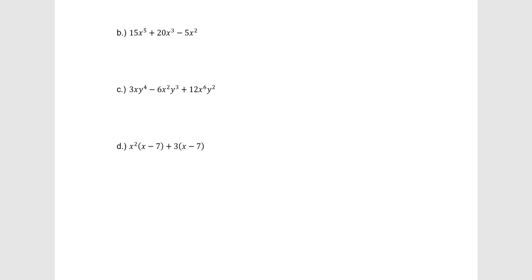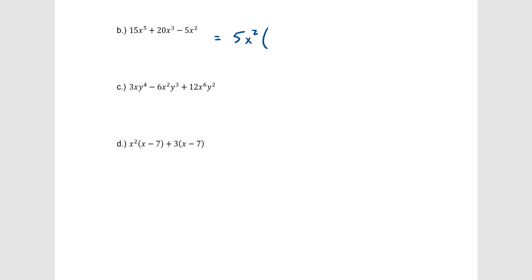Next one, we have 15x to the 5th plus 20x cubed minus 5x squared. For this one, the GCF is going to be a 5 for the constants. And for the variable, it's always going to be the variable with the smallest exponent. The smallest exponent out of 5, 3, and 2 is 2. So the GCF is 5x squared. When you factor that out front, remember you're dividing everything by 5x squared. We're left with 3x cubed, subtracting the exponents, plus 4x minus 1.